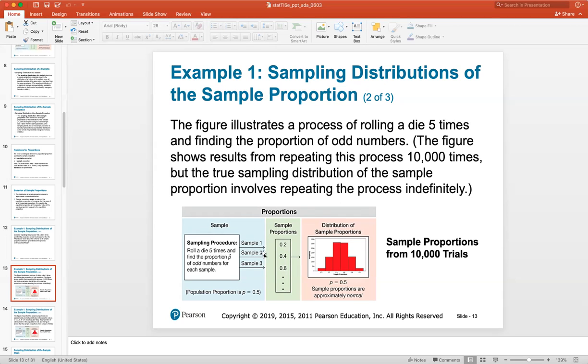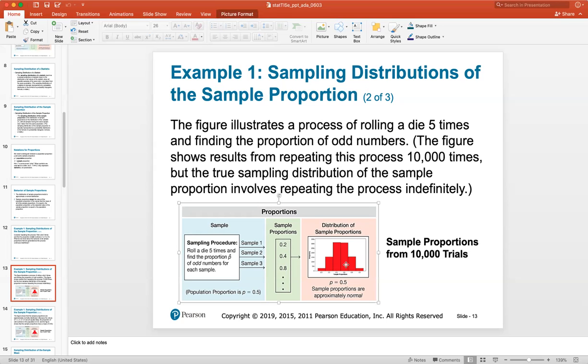For the second sample, we roll a die 5 times one more time, and then we calculate the sample proportion, how many odd numbers we got out of 5 rolls. We just calculate the sample proportion for each sample. Now we can draw the histogram of the sample proportions.